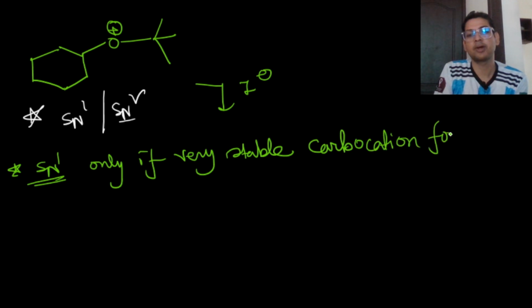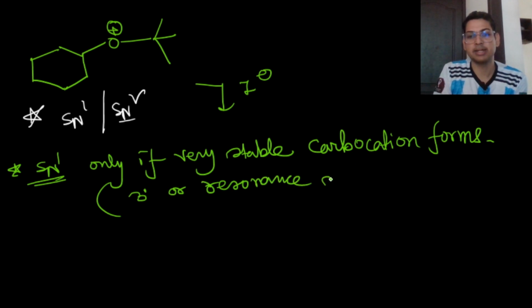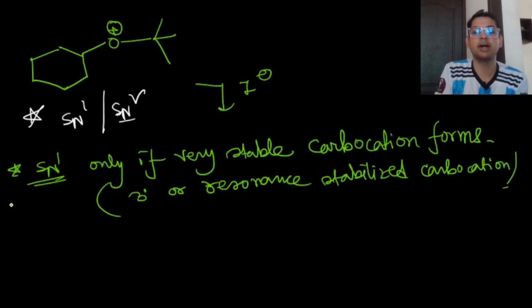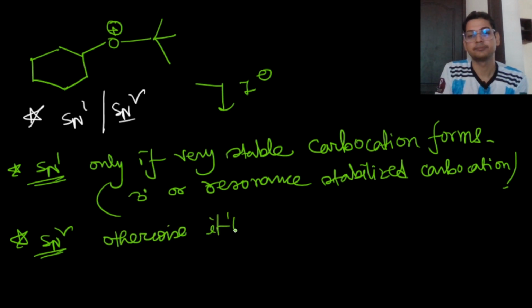Very stable carbocation forms. Very stable carbocation forms means it may be a 3-degree carbocation or a resonance stabilized carbocation. If this criteria is fulfilled, then only it will go by SN1. Otherwise, it will go by SN2.